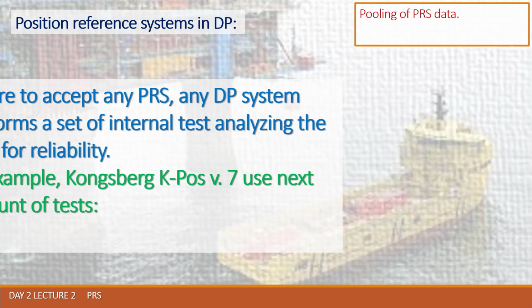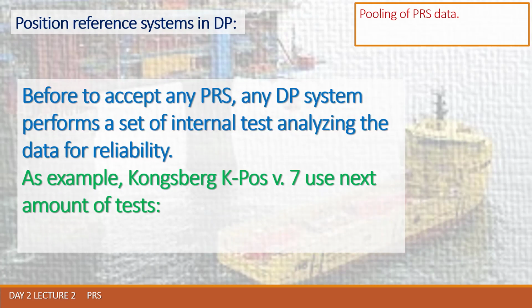A DP system never accepts the information from position reference equipment without analyzing the reliability of the proposed information. Before accepting any PRS, any DP system performs a set of internal tests analyzing the data for reliability. As an example, PRS K-Pos uses the following tests.